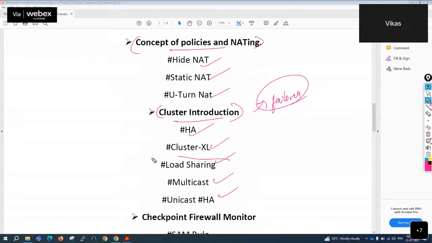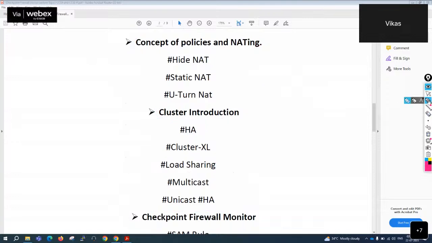Now, load sharing multicast and unicast is not part of the latest R80 versions. You won't be able to enable the options, but the option is still there. That's the reason I have mentioned it, so that I can give you a brief of these technologies, although I won't be able to demonstrate the lab for things like load sharing because it is obsolete now in the market. But I will give you the basic understanding of this technology.